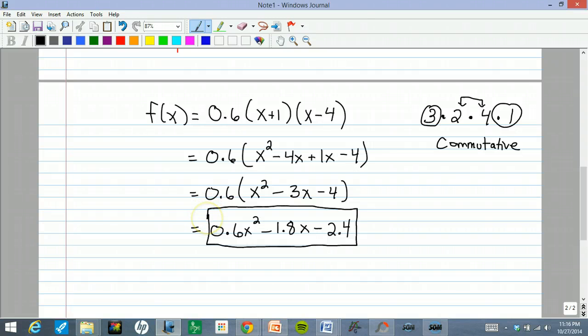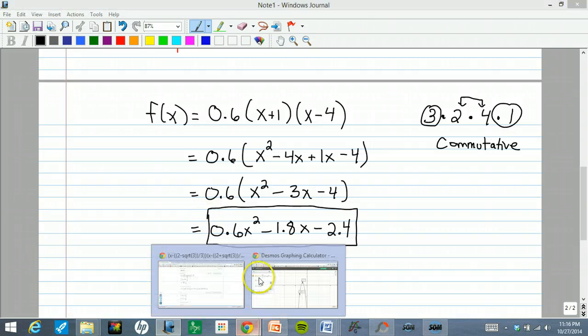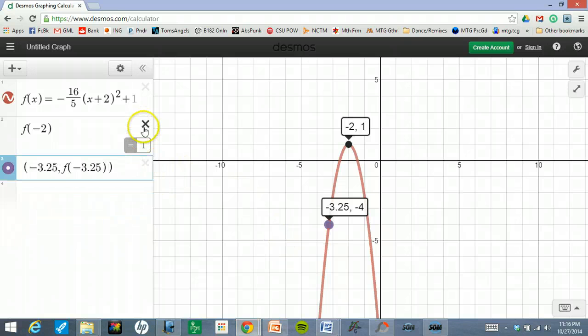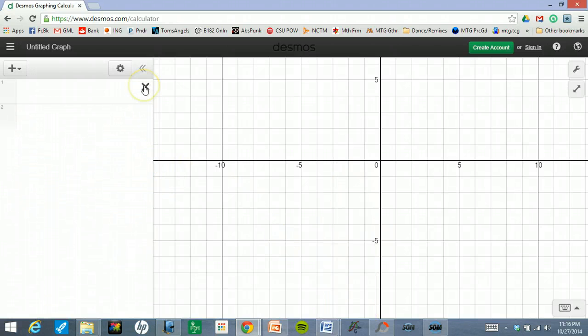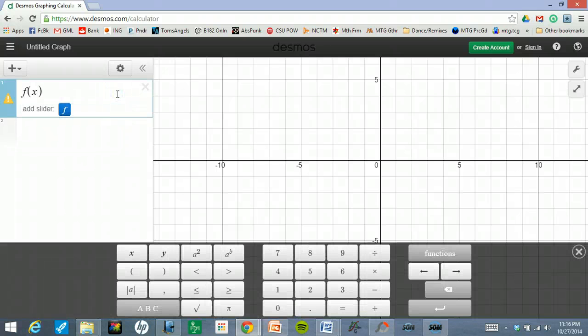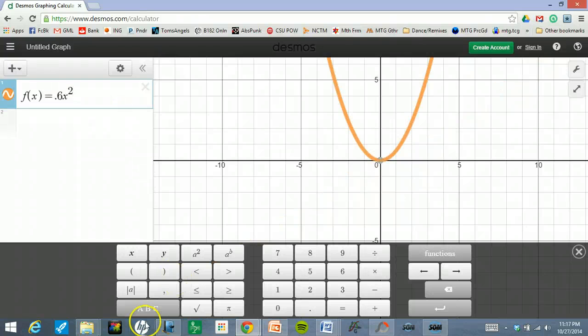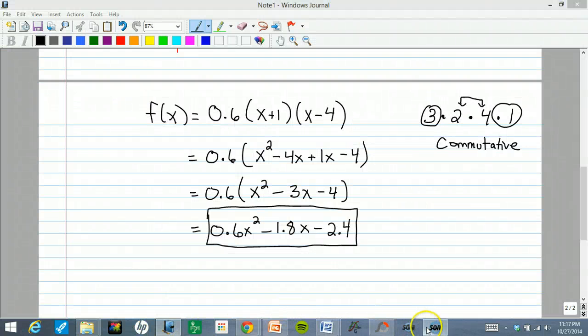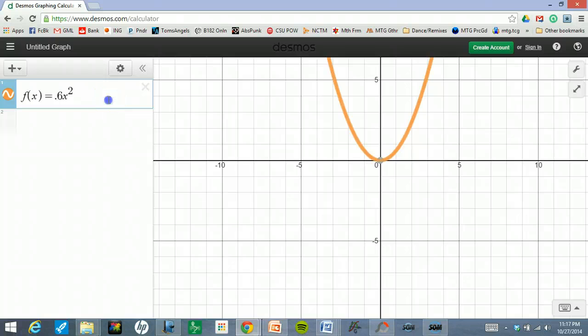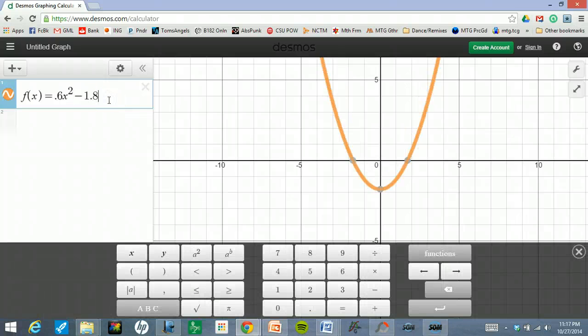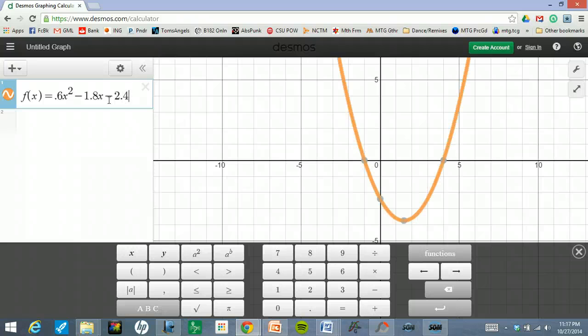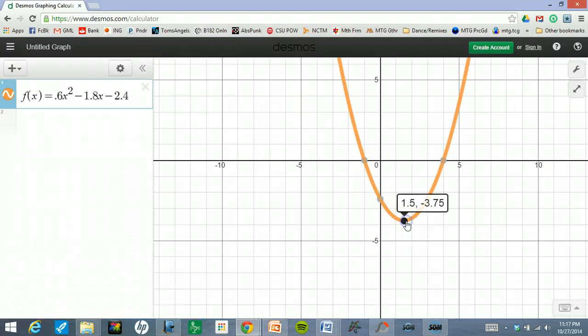Let me go through and quickly check this on a calculator. I haven't done this yet, so here goes nothing. f of x is 6/10 x squared minus 1.8x minus 2.4. And we didn't know the vertex. Hey, remember we estimated it, we thought it was 1.5. Well, now we just verified that it actually is. But we didn't know that at the beginning.